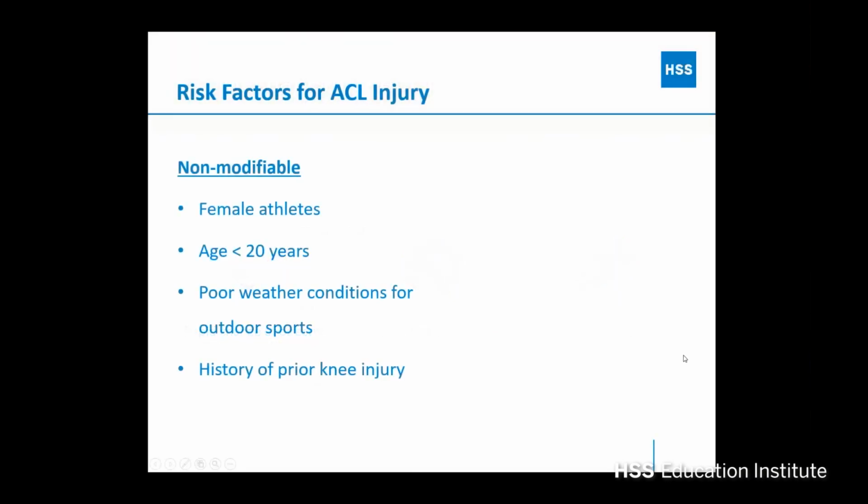So what are the risk factors for ACL injury? This is also important when trying to figure out ways to prevent it. We have to identify athletes that are particularly at risk. So we categorize risk factors into non-modifiable and modifiable.